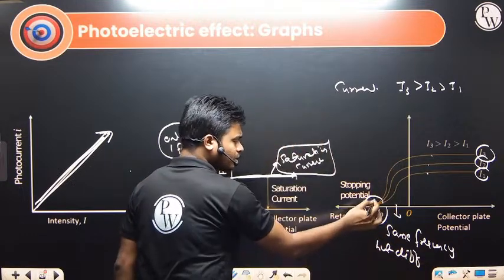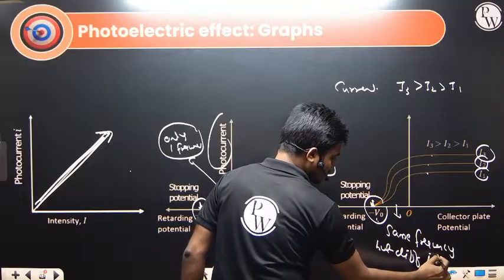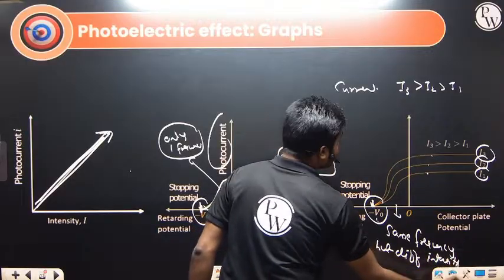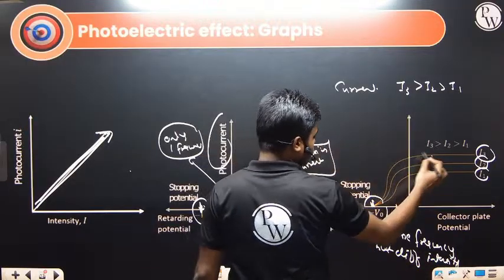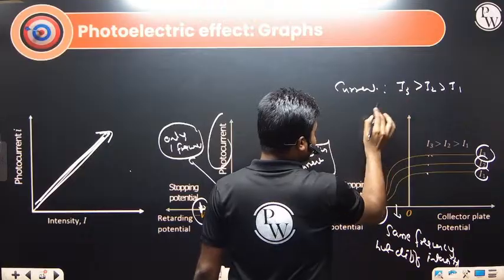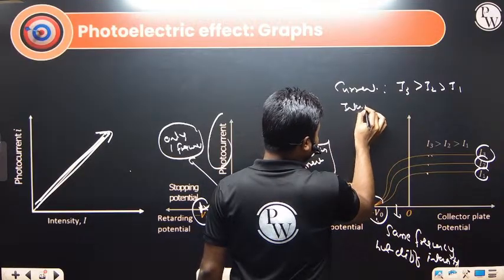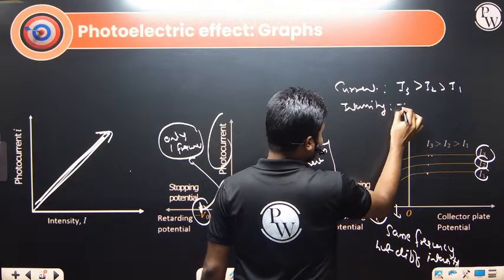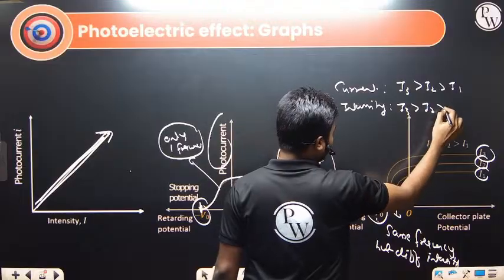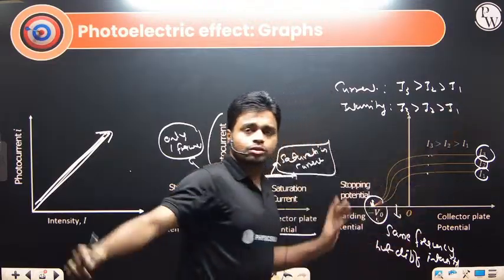Just focus on the stopping potential. One value of stopping potential is there. So these will be different intensities. And for this particular graph, the current is given by this, so the corresponding intensity of the light will also be greater. I3 will be more than I2, which will be more than I1. So these are the three graphs we have.